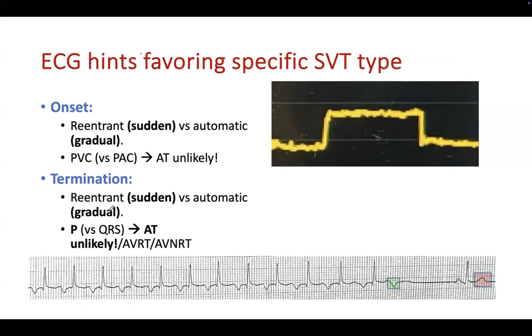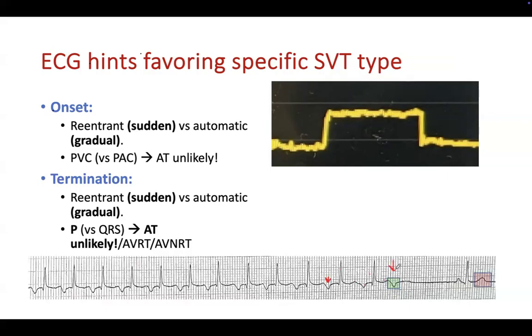If the termination of the tachycardia, for example, this is an ECG of a patient who's tachycardic, and then a P wave that's negative, QRS T, P negative, QRS T, terminates with a P wave.